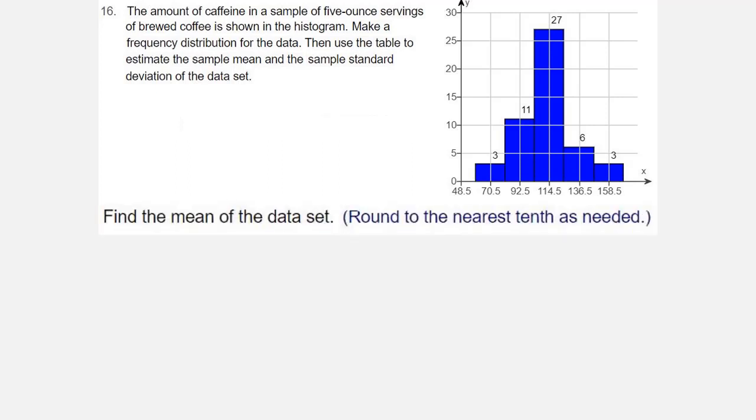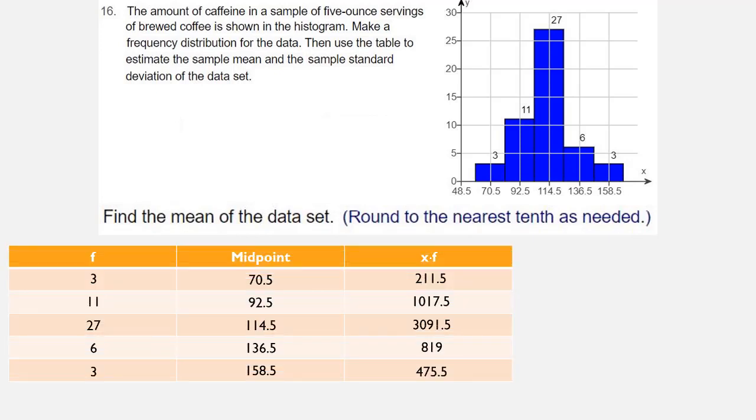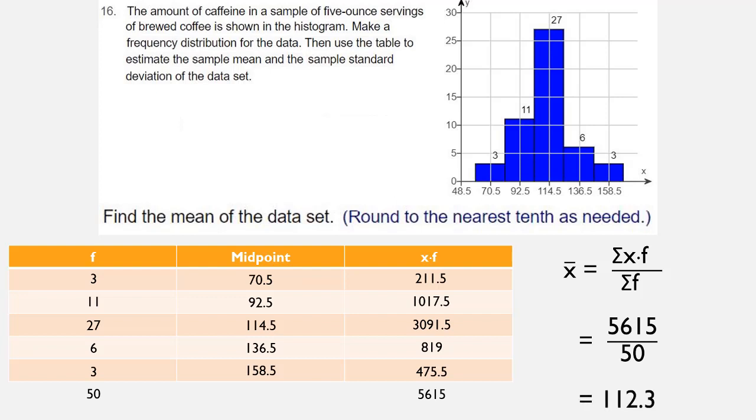Next, we want to find the mean of the data set and round to the nearest tenth. So we've already got this table, and we can apply the formula that x bar is equal to the sum of x times f divided by the sum of f. So we need to add up our frequencies, which add up to 50, and the x times f values, which add up to 5,615. So x bar will be 5,615 divided by 50, and when we divide that, we get 112.3.